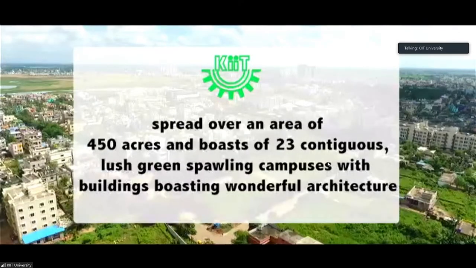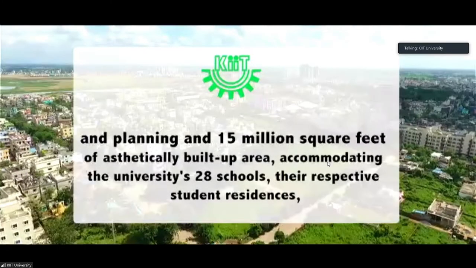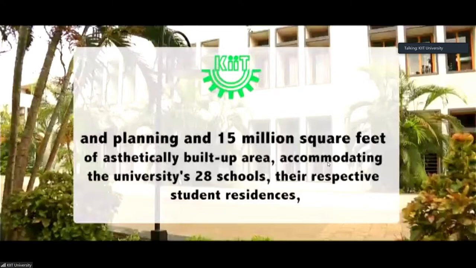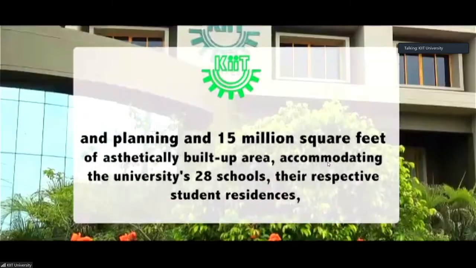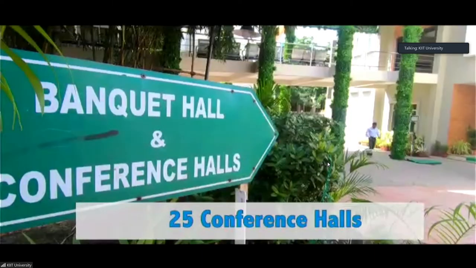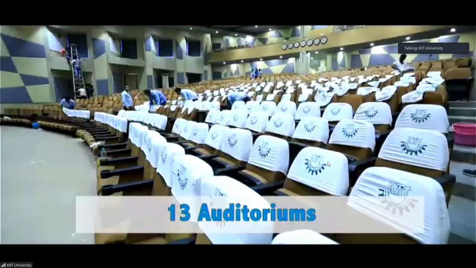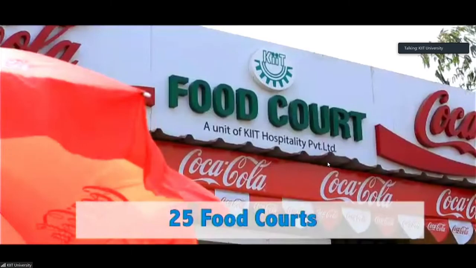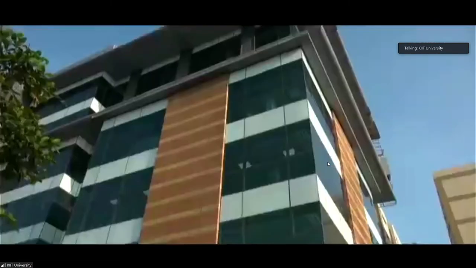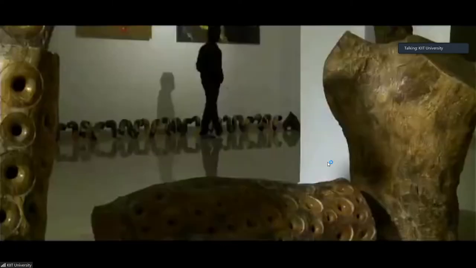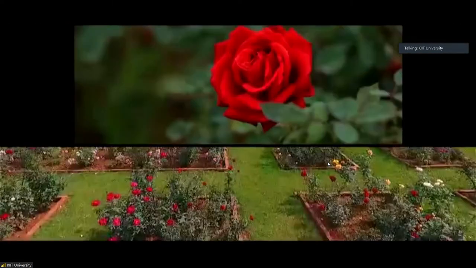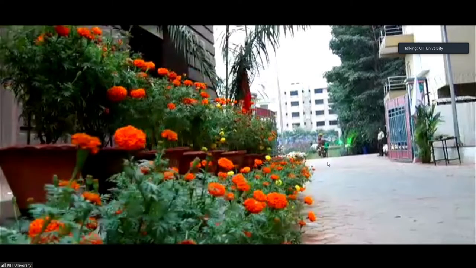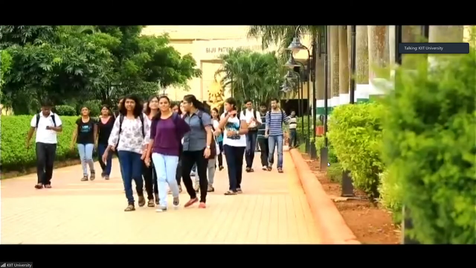boasting wonderful architecture and planning, and 15 million square feet of aesthetically built up area accommodating the university's 28 schools and their respective student residences, 25 conference halls, 13 auditoriums, 13 sports complexes, sport-wise dedicated stadiums, 25 food courts, school-wise separate libraries, a central library, an art gallery, a sculpture park, a rose garden, a tribal museum, and a heritage corridor, all contributing to the university's serene and solemn academic ambience.